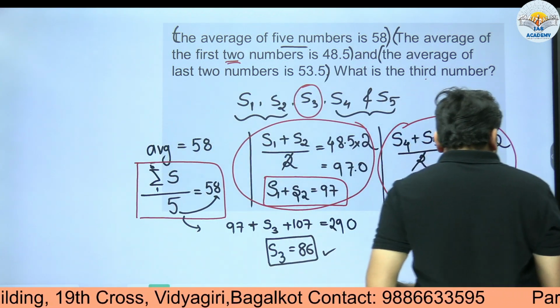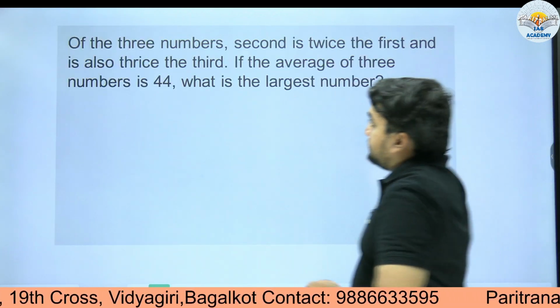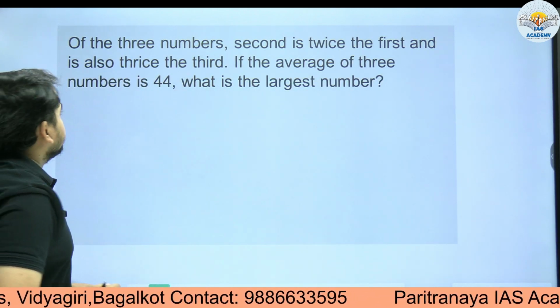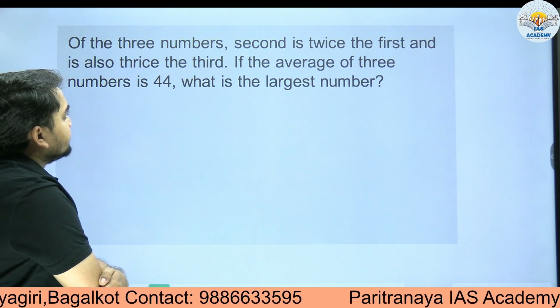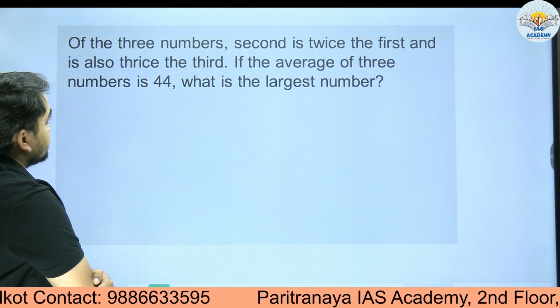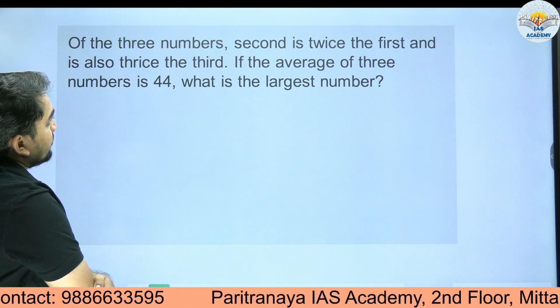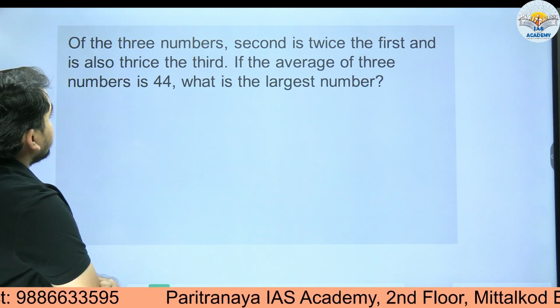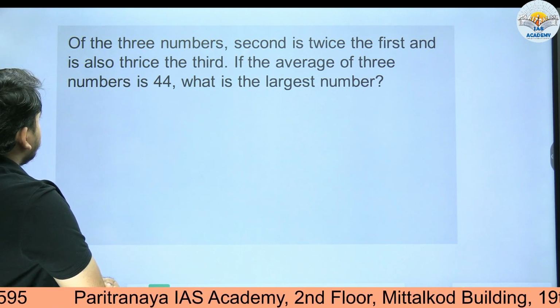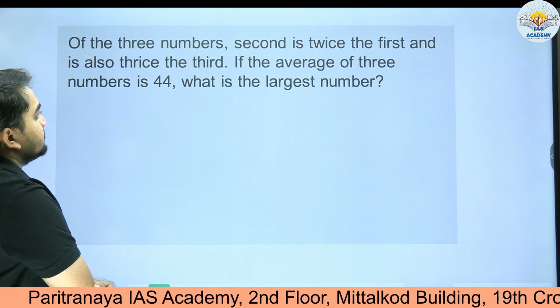Okay. So going to the next question. See, read the question. Of the three numbers, the second is twice the first and also thrice the third. Okay. The second is twice the first and also thrice the third. If the average of the three numbers is 44, what is the largest number?